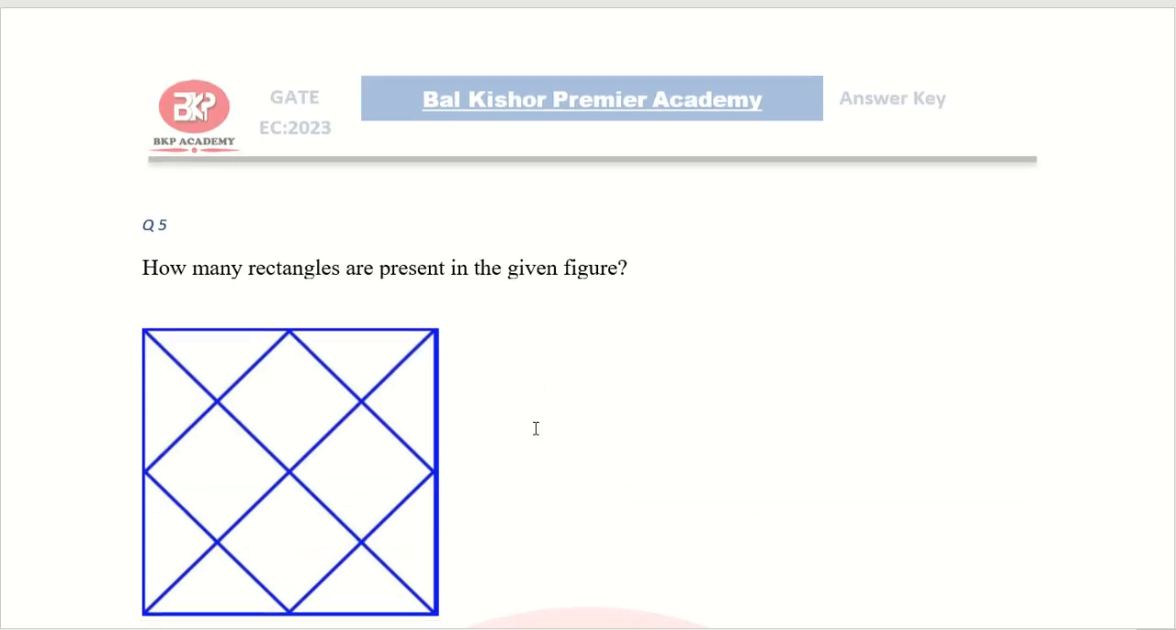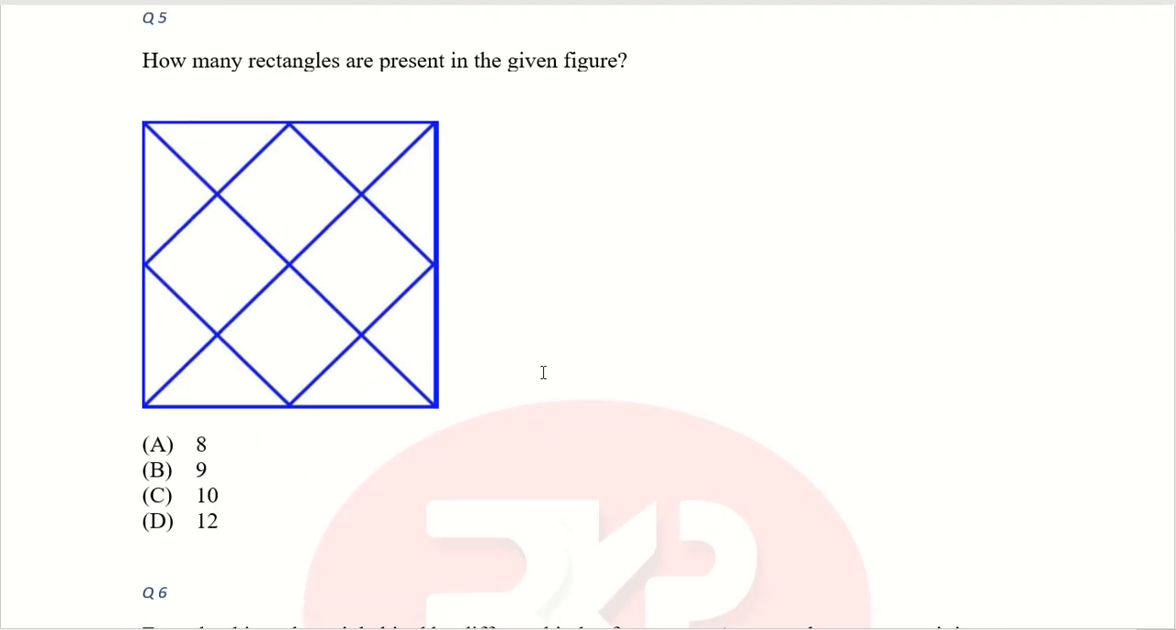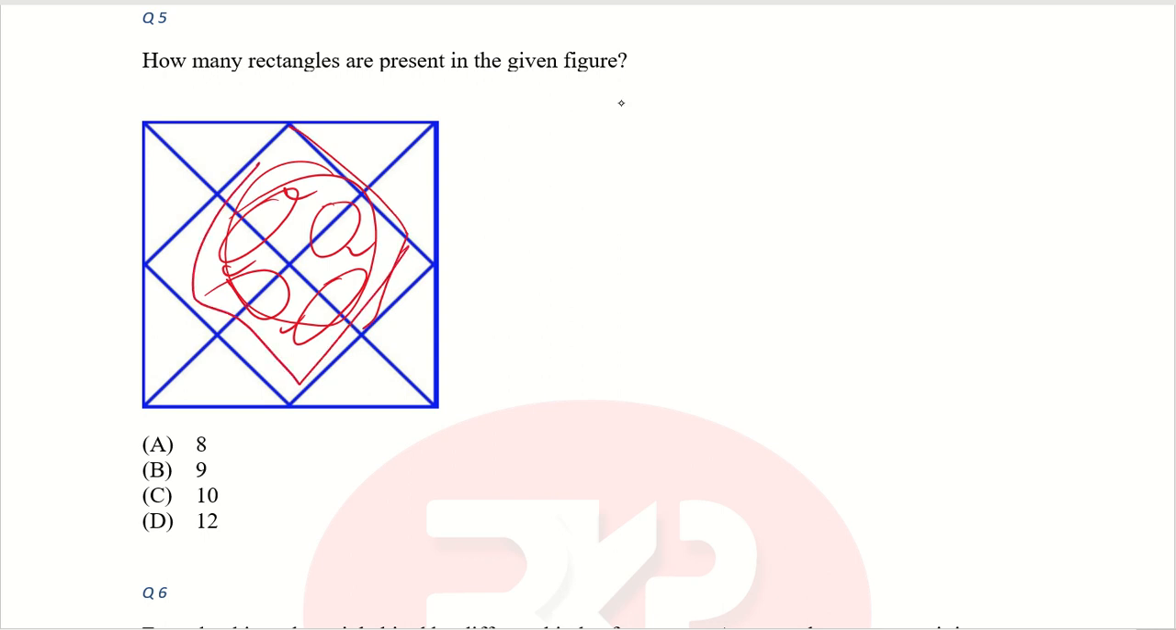So coming to the next question, question number 5. How many rectangles are present in the figure? It is very quick: 1, 2, 3, 4, then put together 5, put together 6, then put together 7, put together 8, and then what? The complete one is 9 because this is another rectangle, and the bigger one is 10, okay? So this is something you can very easily find out. So the total is 10, option C for question number 5.